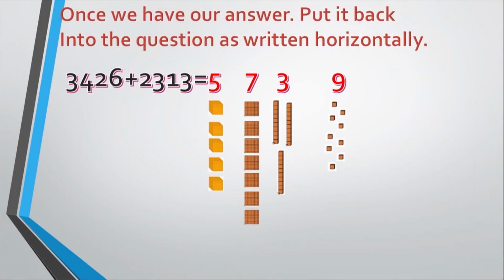Good. So we have 3,426, our first addend, add 2,313 equals, and the answer we would have just gotten, 5,739. And I just have our base 10 blocks and everything there just to give you a reminder of the values that these numbers carry.